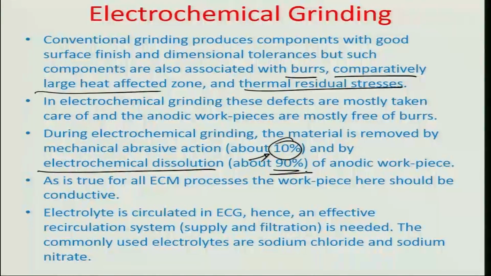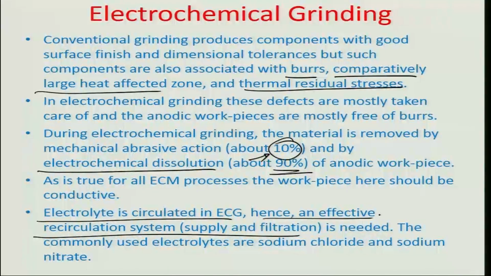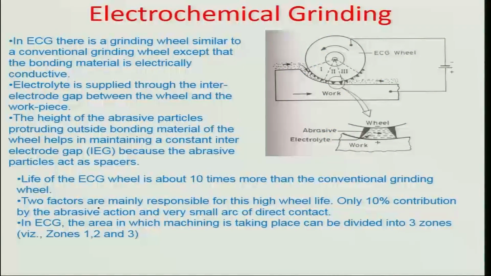So obviously the electrolyte also has to be circulated in the ECG process, and hence an effective recirculation system with the supply and filtration needs to be developed. And the commonly used electrolytes are again sodium chloride and sodium nitrate, as have been used in any other electrochemical machining operation earlier. The ECG process is represented in this figure right here.